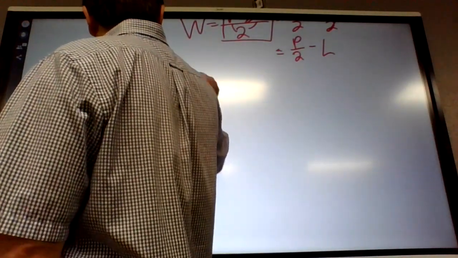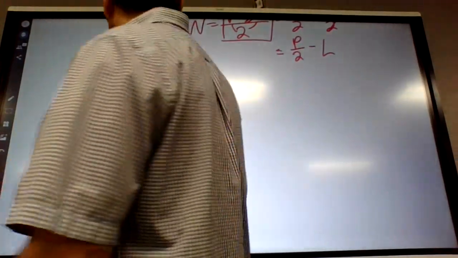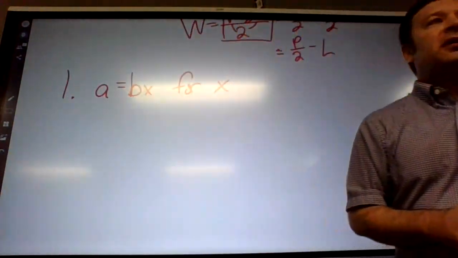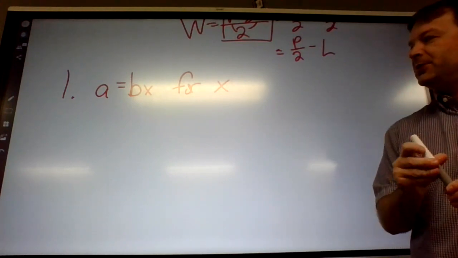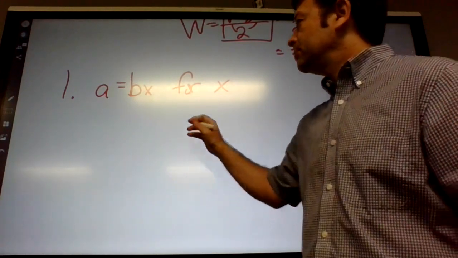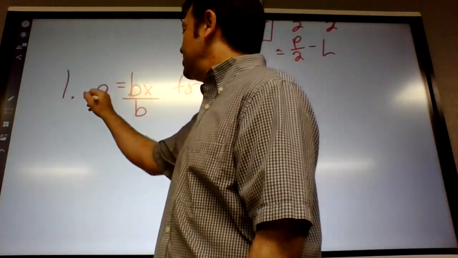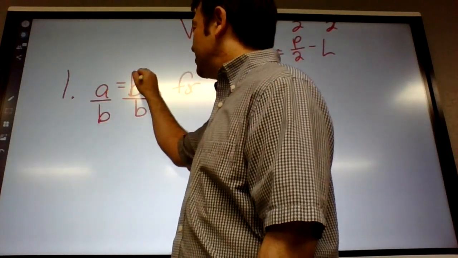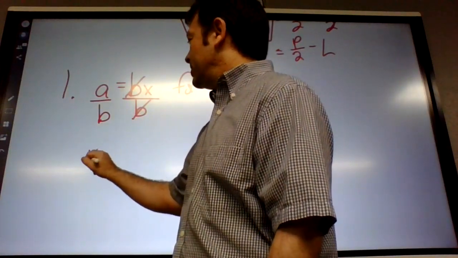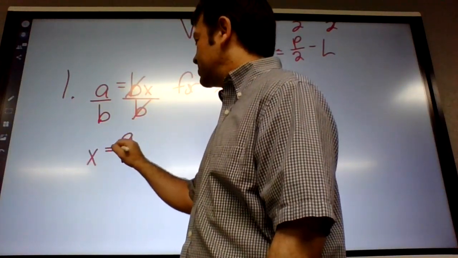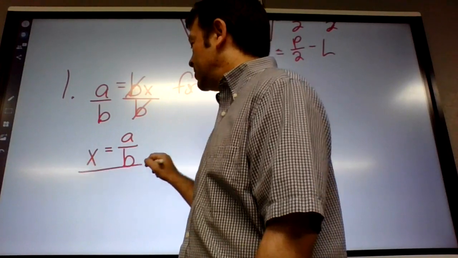We're solving for x. All right. Does anybody want to volunteer? Jesse, what do you think we should do? Divide by b, both sides. Divide by b. So over here, the b's are going to go away. And we get x equals a over b.